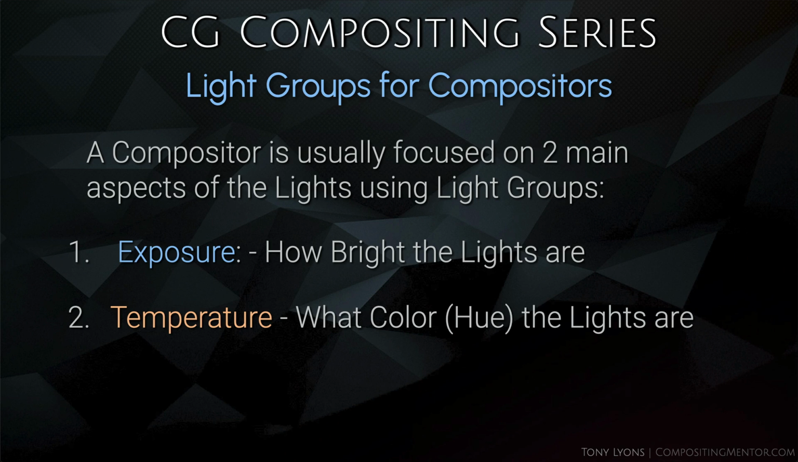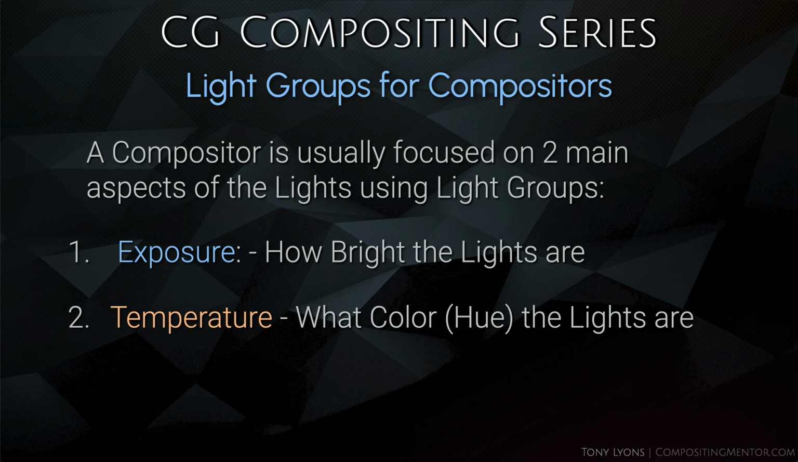Both exposure and temperature are really the main things that we want to be adjusting in our lights. One of the reasons is that this is how lighters adjust the lights in their 3D scenes. So besides moving the lights closer or farther apart, they're adjusting exposure and temperature in the 3D application. So we can mimic that in case we need to round trip some of the changes that we did in comp back to lighting.